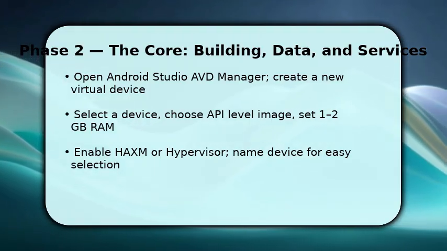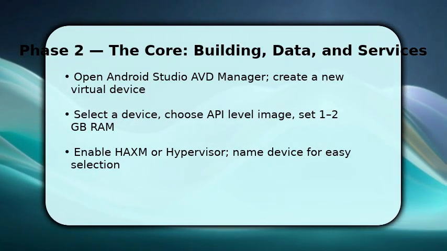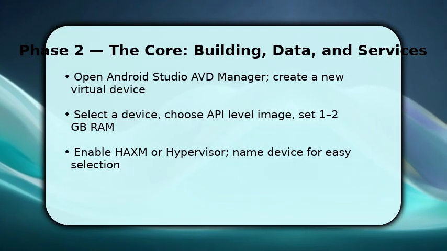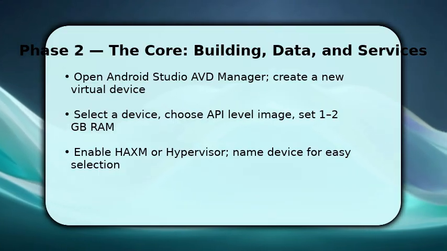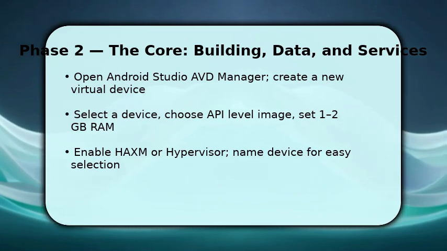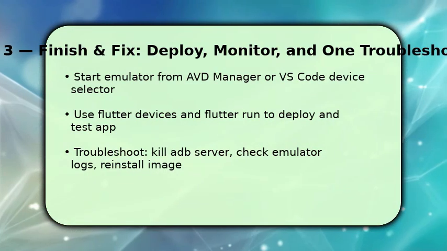Configure memory and storage. Keep RAM reasonable, around 1-2 GB, to balance performance. Enable hardware acceleration like HAXM or Hypervisor so emulation runs smoothly. Finish by starting and using the emulator from VSCode.